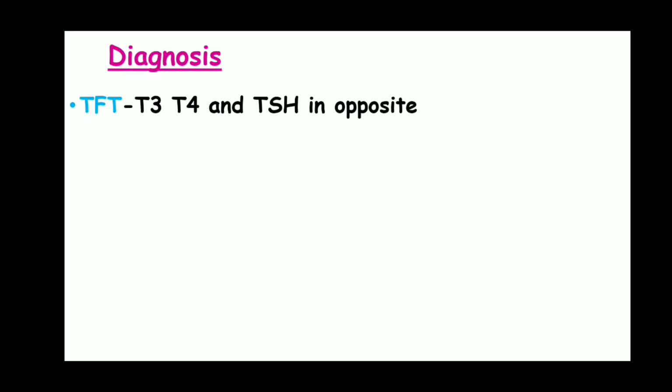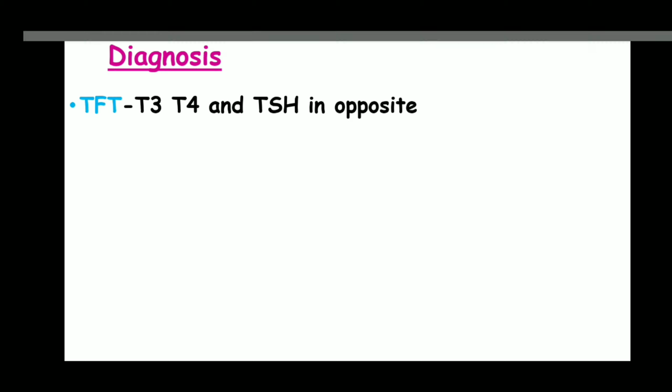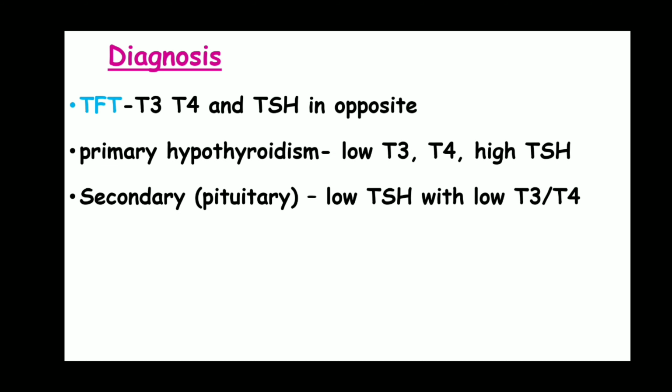But there is something called primary hypothyroidism and secondary hypothyroidism. If there is a problem with your thyroid, there will be low T3, T4, and because of low T3 and T4, your pituitary will be producing more TSH. But your thyroid is not able to produce and release T3, T4. So the problem is with your thyroid. It is primary hypothyroidism. In that, a high level of TSH will be there.